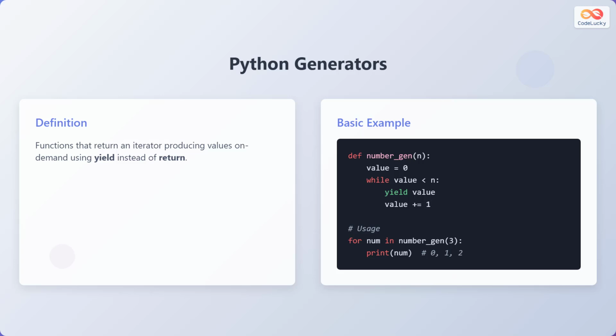Each time you request the next value, the generator resumes execution from where it left off until it encounters the next yield statement. This makes generators extremely memory efficient because they only generate one value at a time. For example, a generator that produces numbers from 0 to n will only store one number in memory at any given time, compared to a list that would store all numbers simultaneously. Generators are particularly useful when working with large datasets or infinite sequences.